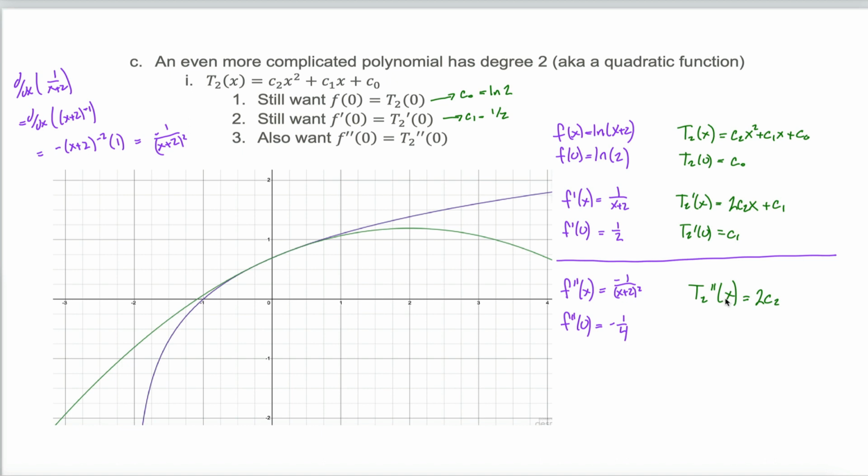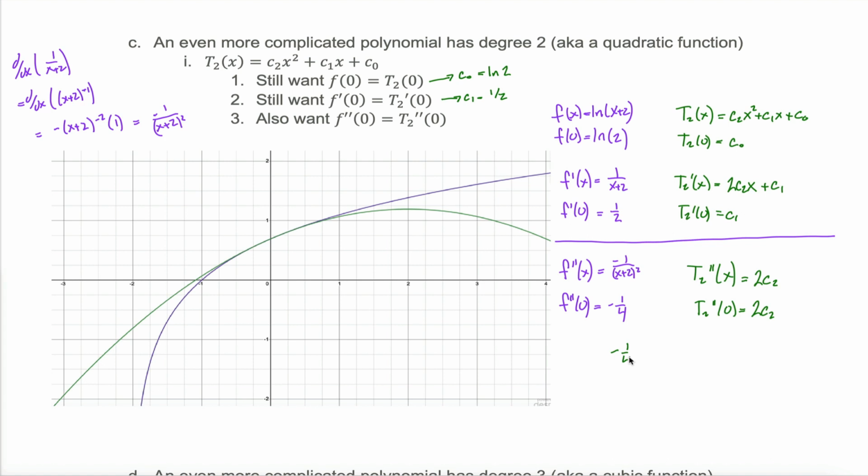Really, it's not the second derivative at x that I'm interested in. It's the second derivative at 0 that I'm interested in. So I change all the x's into zeros. But what you see is there are no x's over here. So the second derivative evaluated at 0 is just 2 times c2. I need the second derivative of the function to be the same as the second derivative of the polynomial. So I need negative 1/4 to be the same as 2c2. In other words, c2 should be equal to negative 1/8 if I multiply both sides of this equation by 1/2.